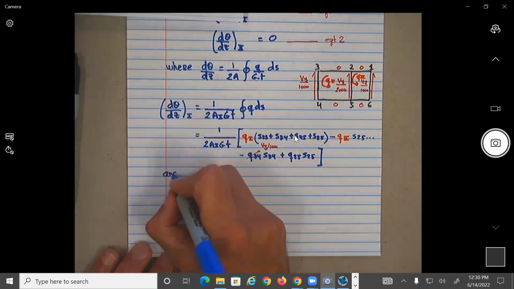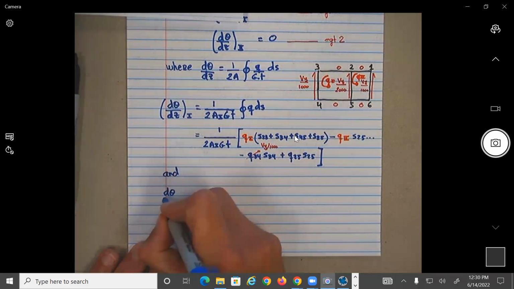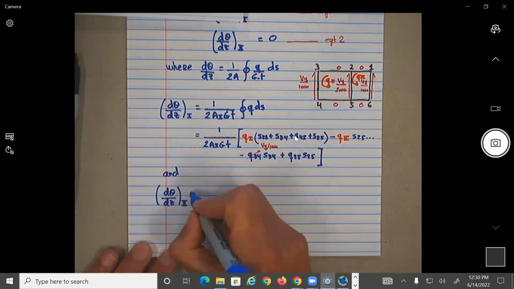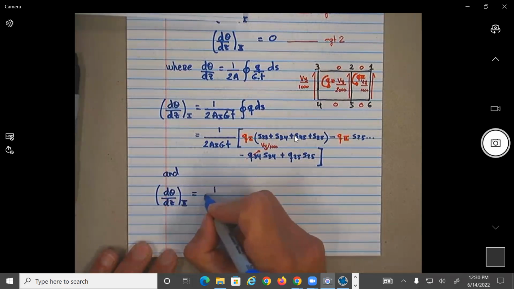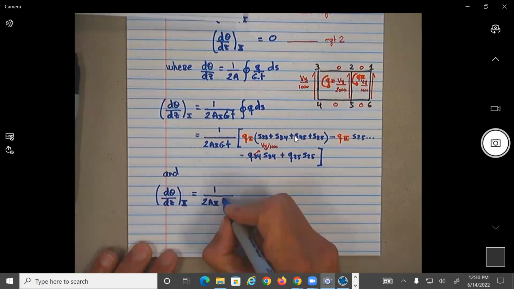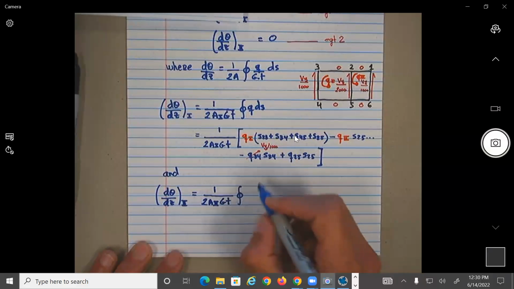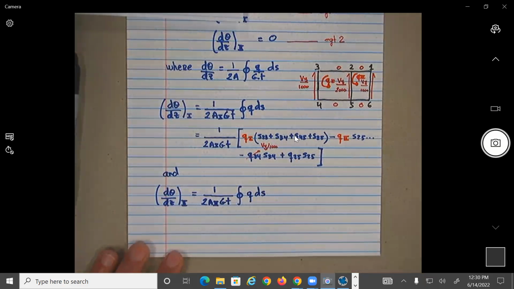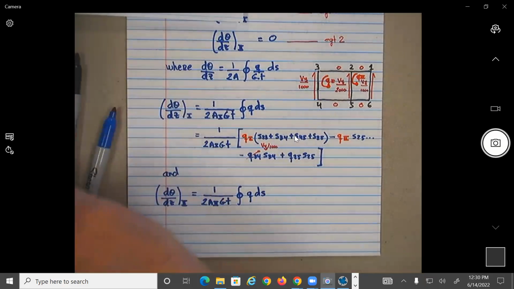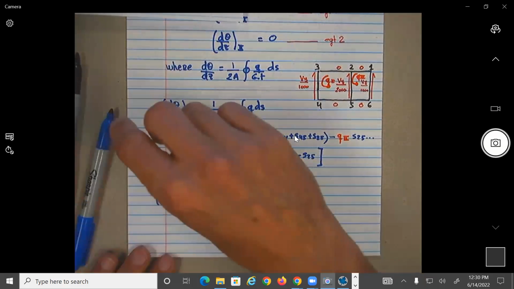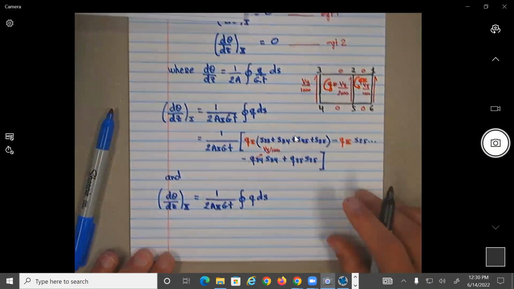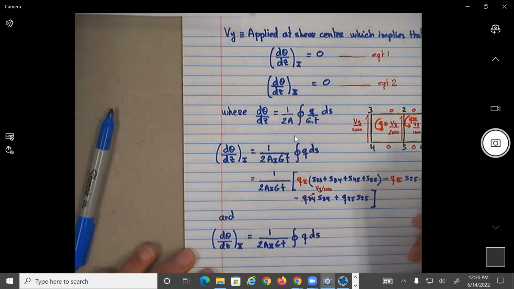And d theta dz of the second one will give you what? 1 over 2 A sub 2 GT integral QDS. Oh, maybe let me add one thing over here, since I don't know which color to use anymore. Let me just put it over here, okay?